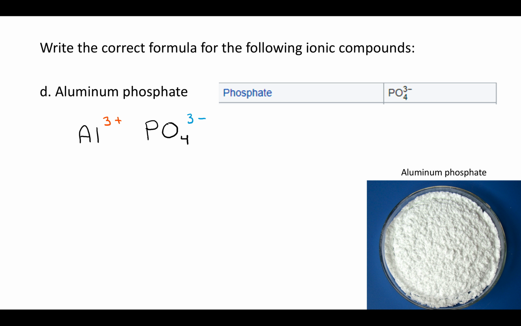Because the numbers and the charges are the same here, 3+ and 3-, we'll just rewrite those elements without the charges. And that's our compound. So it's a 1-to-1 ratio. So aluminum phosphate is AlPO4.